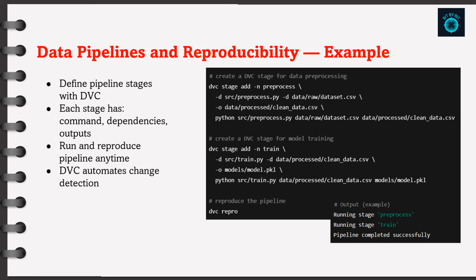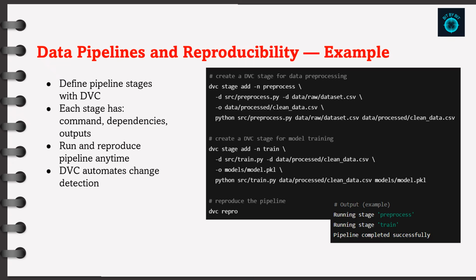Next, we create another stage for model training with the name train. It depends on the clean dataset and produces a model file named model.pkl. After setting up both stages, we can run dvc repro. This command reproduces the full pipeline from start to finish. If nothing has changed since the last run, DVC will skip steps automatically to save time.